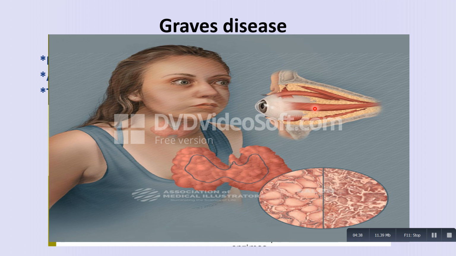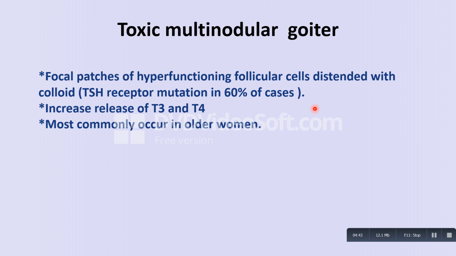Toxic multinodular goiter, focal patch of hyperfunctioning follicular cells distended with colloid, usually in 60% of cases due to TSH receptor mutation. Most commonly occur in older women.